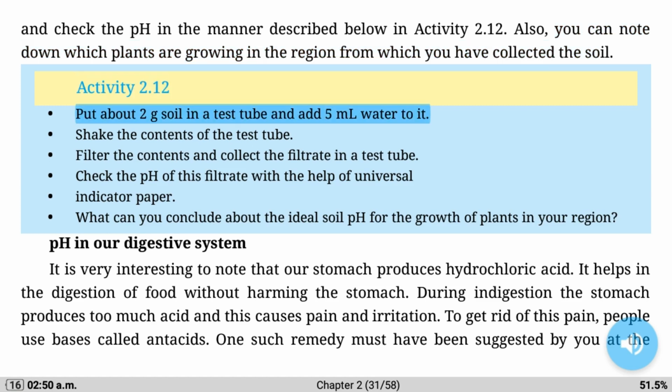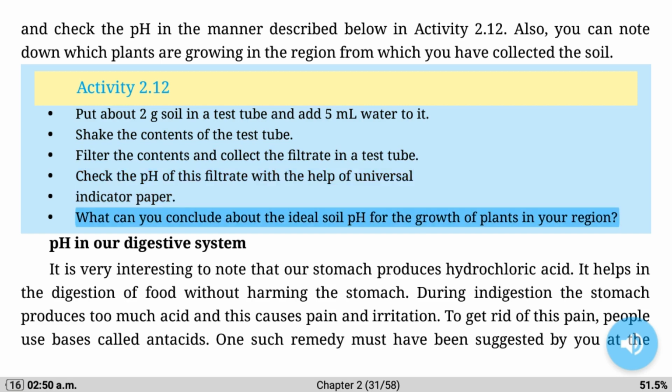Also, you can note down which plants are growing in the region from which you have collected the soil. Activity 2.12. Put about 2 grams soil in a test tube and add 5 milliliter water to it. Shake the contents of the test tube. Filter the contents and collect the filtrate in a test tube. Check the pH of this filtrate with the help of universal indicator paper. What can you conclude about the ideal soil pH for the growth of plants in your region?